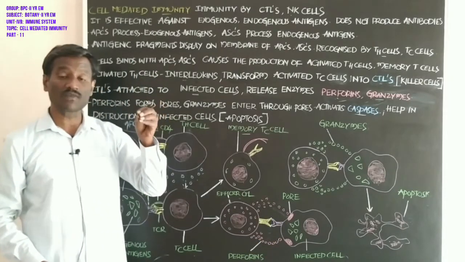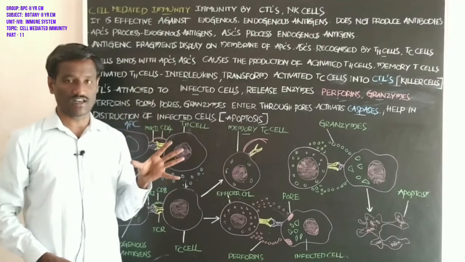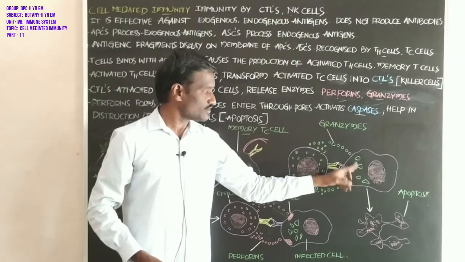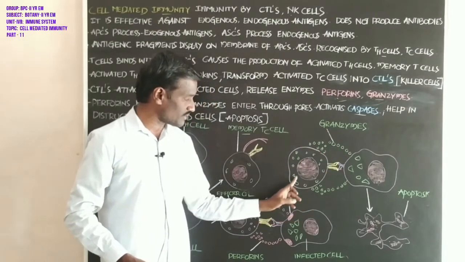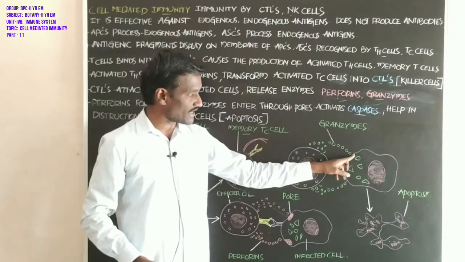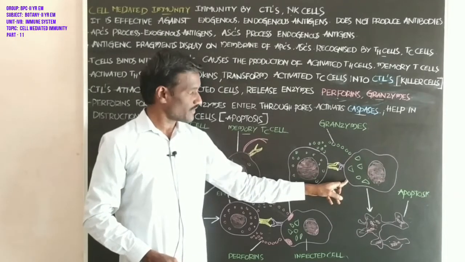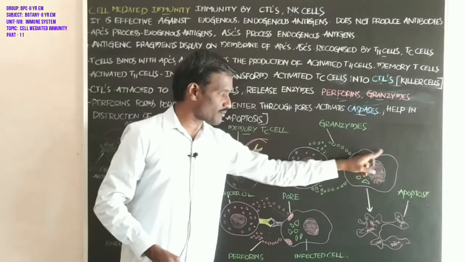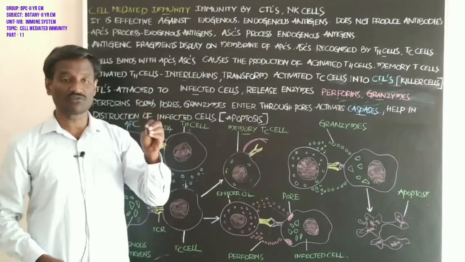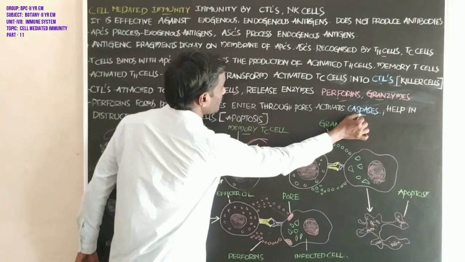Okay, after the formation of the pores on the cell membrane of the infected cell, granzymes enter into the inner part. These are the granzymes released from the CTL. With the help of the pore-like arrangements formed by perforins, granzymes enter into the cytoplasm of the infected cells. Granzymes enter through pores and activate caspases.